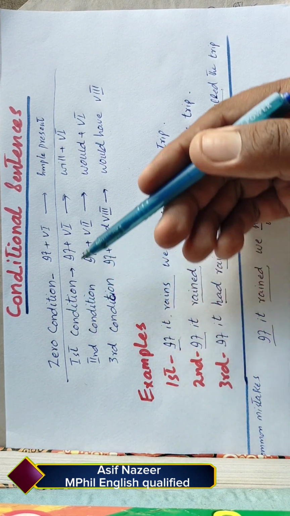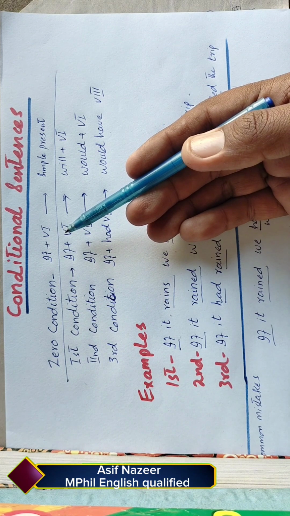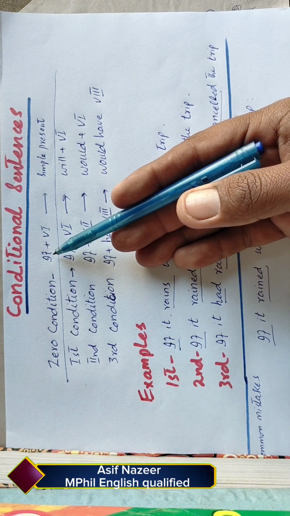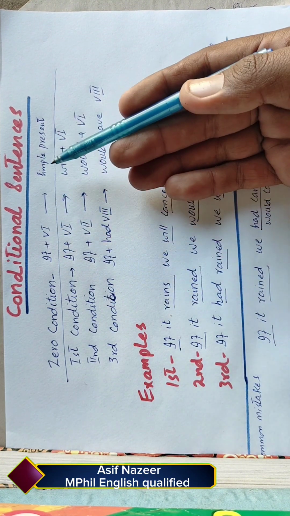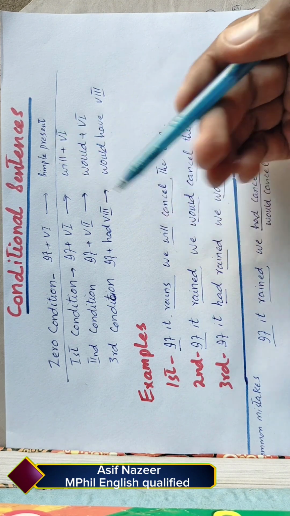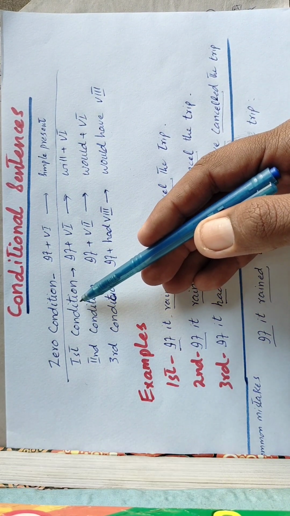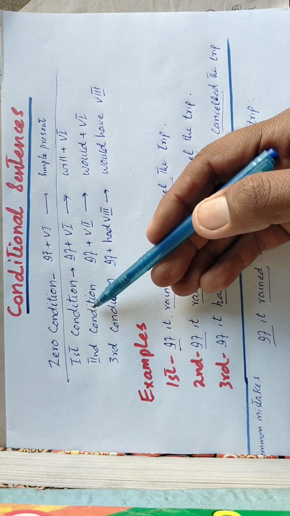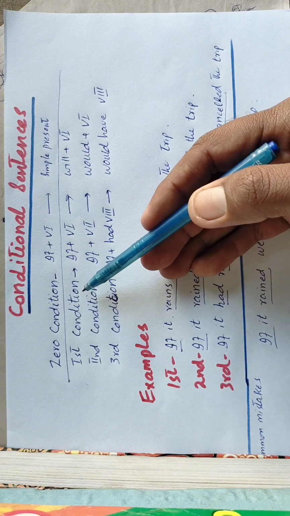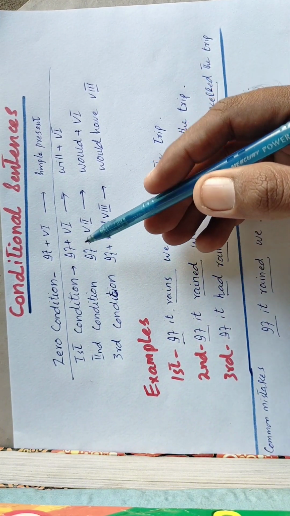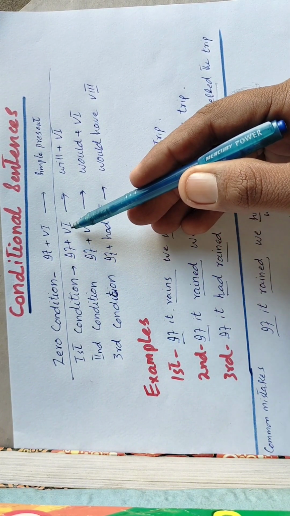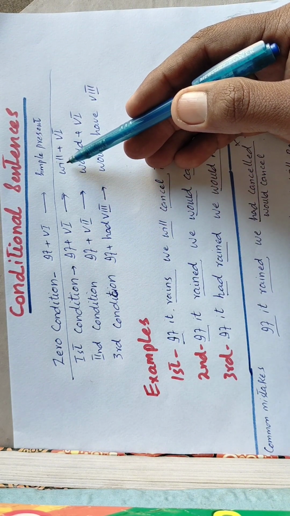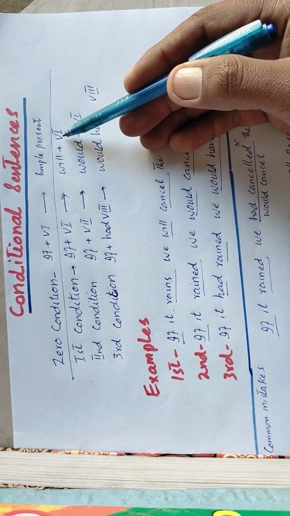In zero condition, there is a description of general truths, universal truths, and general habits. The first part uses if and present, and the second part also uses simple present. Now we discuss the important conditions: first, second, and third. In the first condition, in the first part of the sentence, we use if and the first form of verb, and in the second part, we use will plus the first form of verb.